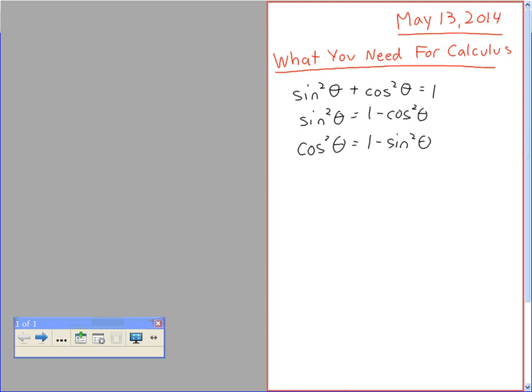Okay, those are two things that you need. That's called the Pythagorean identity. Okay, this is the Pythagorean identity. And there's also other variations you can use, cosecant and all that will work there too. What does tan theta equal, please? Sine theta over cos theta.